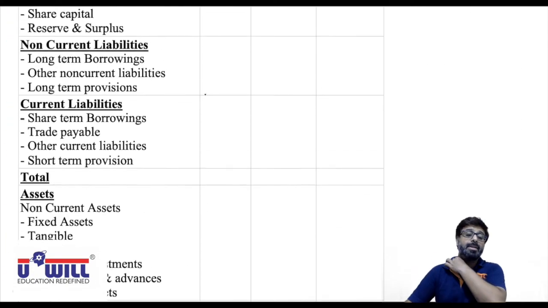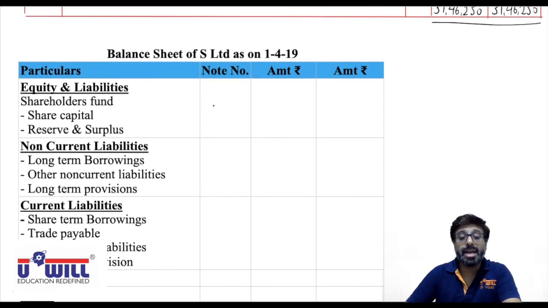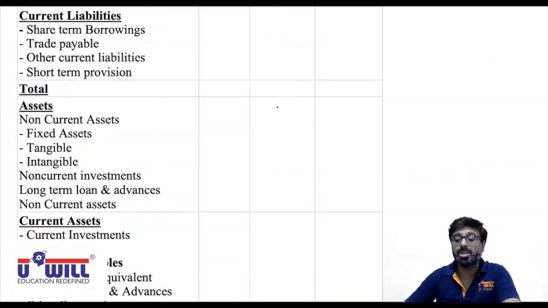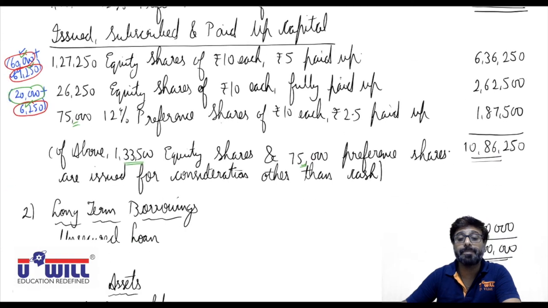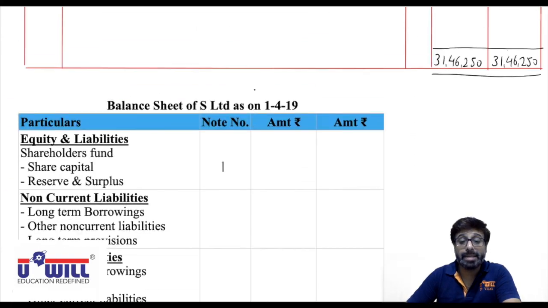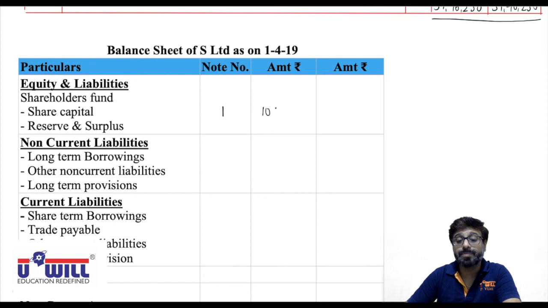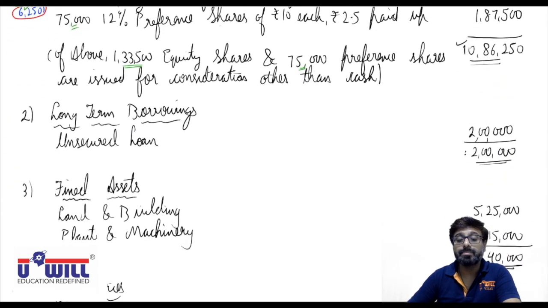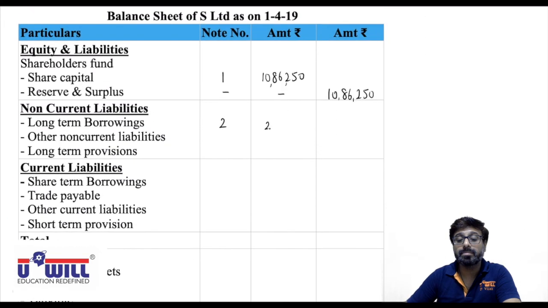Now let's fill in the blanks. All of you should have already done the formats. Share capital, note 1, we get 1,086,250. This is the total amount of share capital. Reserves and surplus is not there. Total also 1,086,250 shareholders' funds. Long-term borrowings from note 2 we get 2 lakhs. We don't have other long-term liabilities and long-term provisions. So total non-current liabilities 2 lakhs.